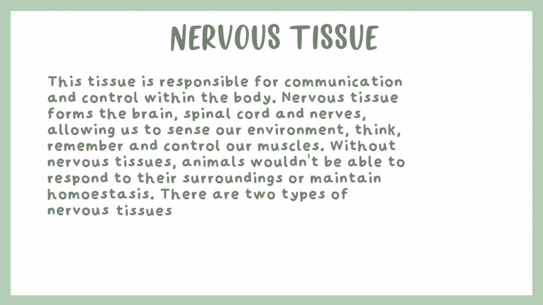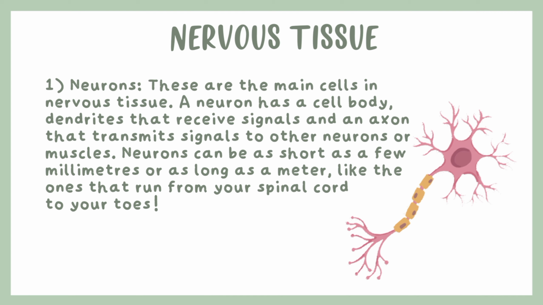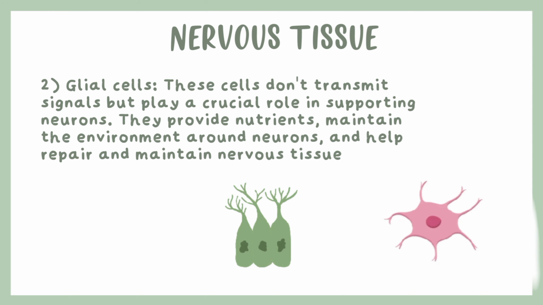There are two types of cells. Neurons are the main cells in nervous tissue. A neuron has a cell body, dendrites that receive signals, and an axon that transmits signals to other neurons or muscles. Neurons can be as short as a few millimeters or as long as a meter, like the ones that run from your spinal cord to your toes. Glial cells. These cells don't transmit signals but play a crucial role in supporting neurons. They provide nutrients, maintain the environment around neurons, and help repair and maintain nervous tissue.